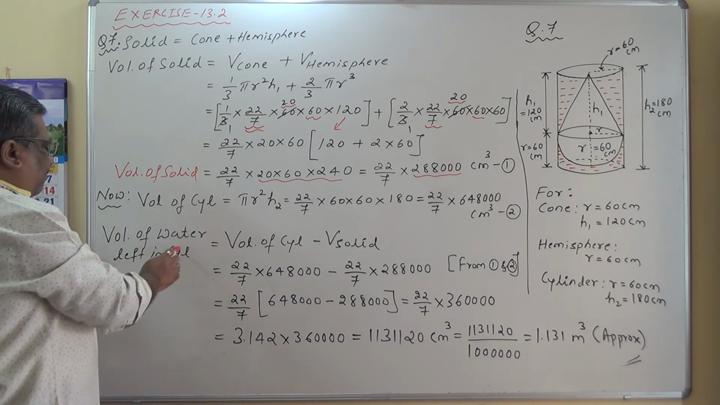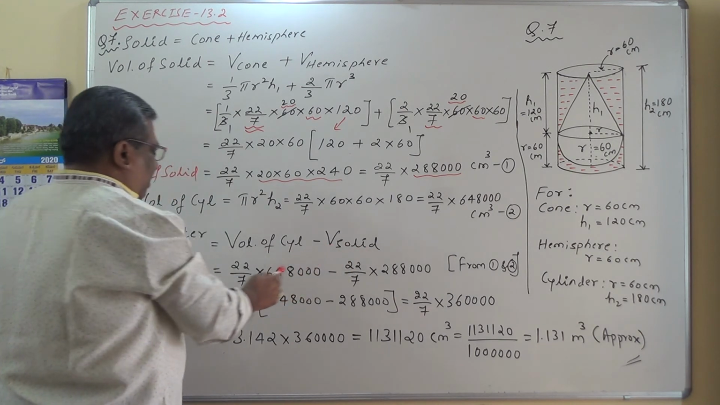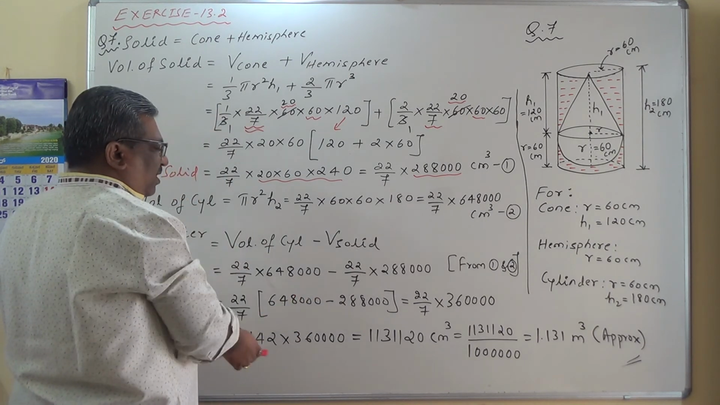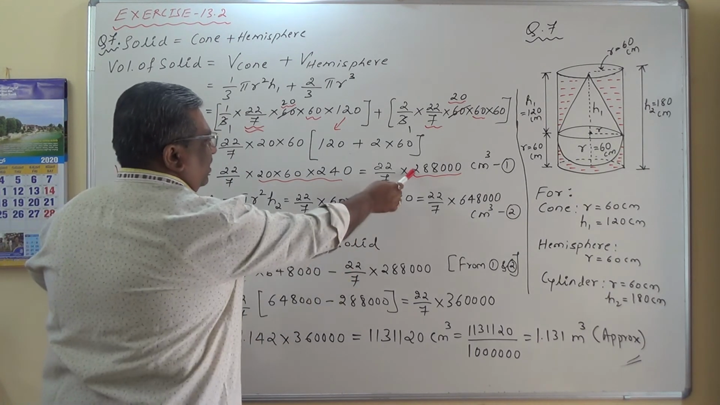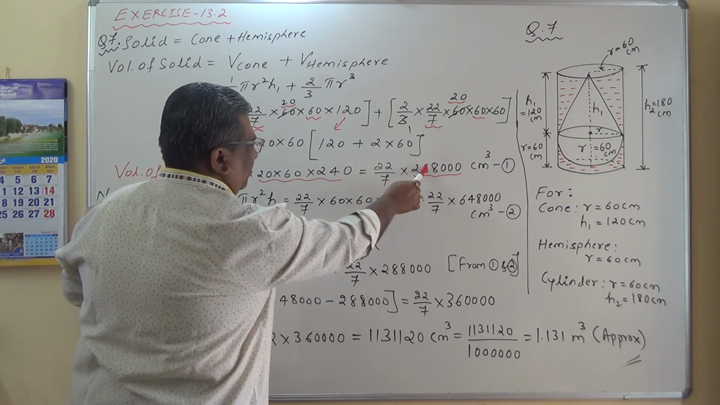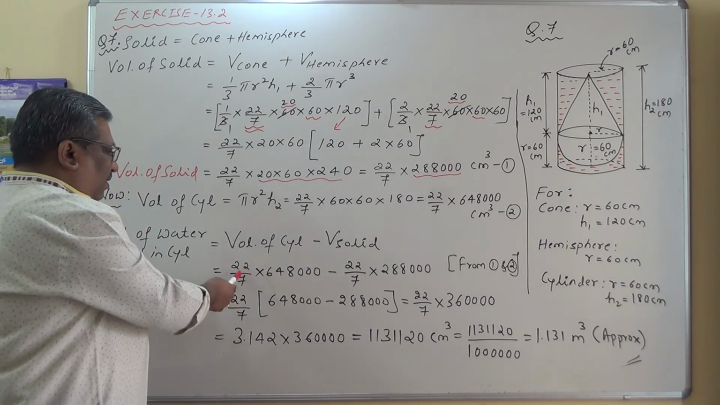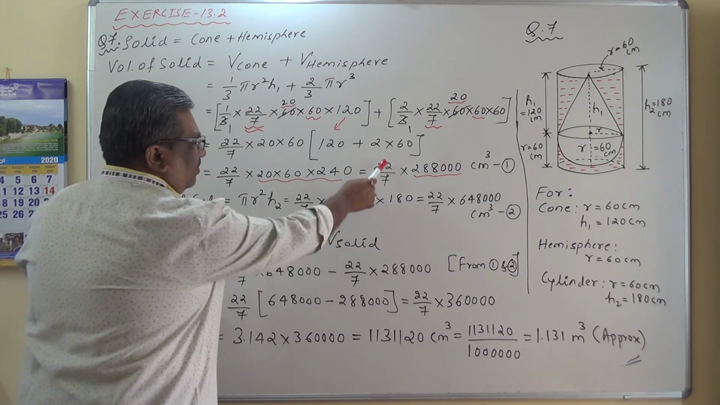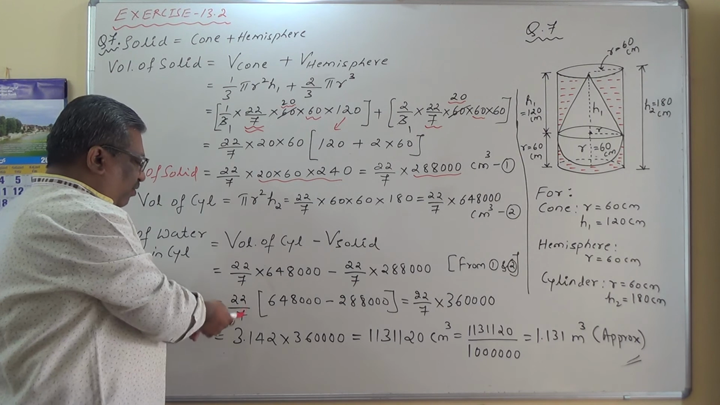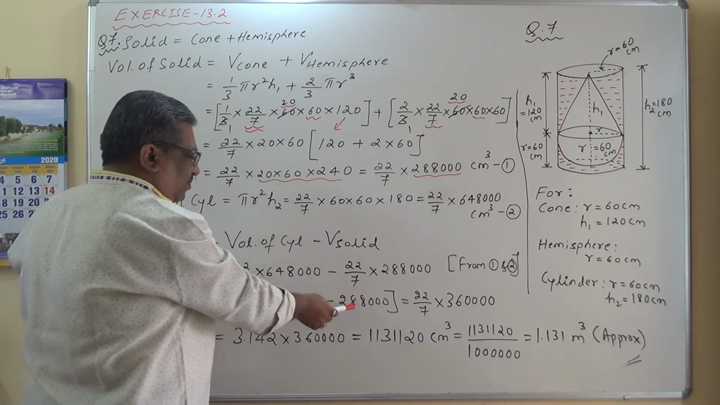Now simple, volume of water left in the cylinder is volume of the cylinder minus volume of the solid. Cylinder is 22 by 7 into 648,000 cubic centimeter minus volume of the solid, here 22 by 7 into 288,000 cubic centimeter. This is the volume of the solid. So from 1 and 2. Now, as I said, it is better to retain this 22 by 7 in both the cases, because now I can take common 22 by 7 and this minus this, 648,000 minus 288,000.